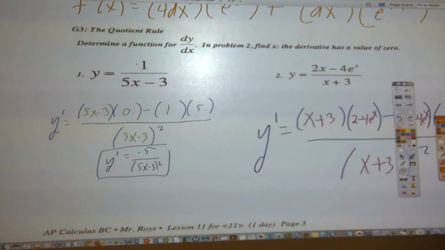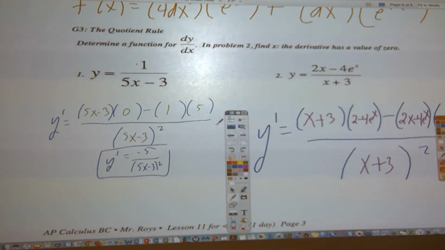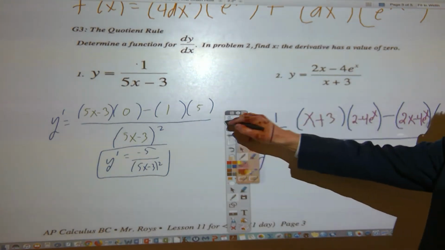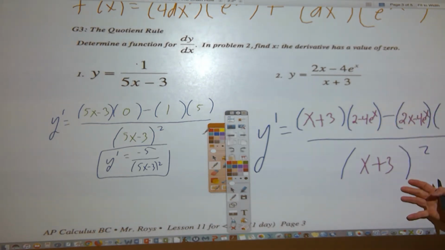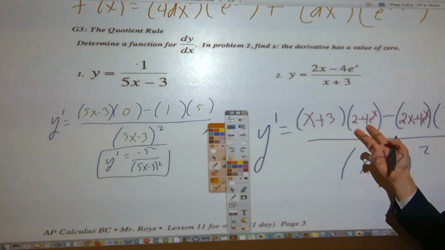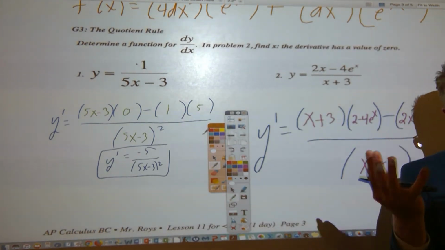That makes me wonder whether we actually solved for x. The derivative has a value of 0. Now that's interesting. Notice how we just blew past these special directions for problem 2. All we did was set up low d high minus high d low, draw the line, square below, which, by the way, is the mnemonic device for the quotient rule.